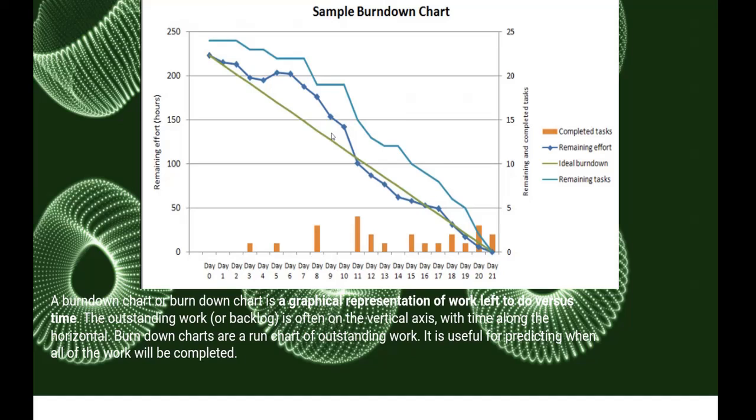So one other thing is called team velocity. Team velocity means, for example, on day 1 you do 5 hours of work. On day 2 you did 6 hours of work. On day 3 you did 3 hours of work.